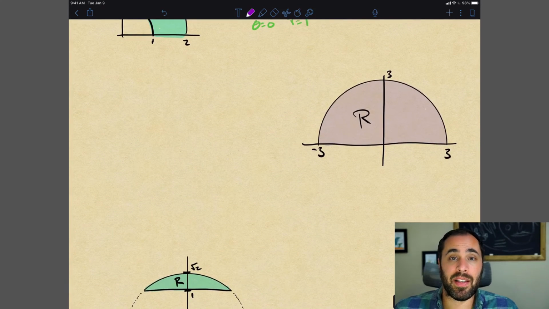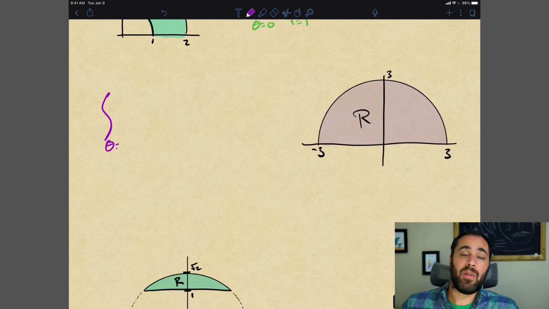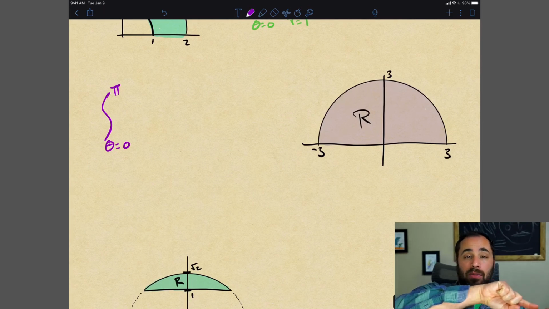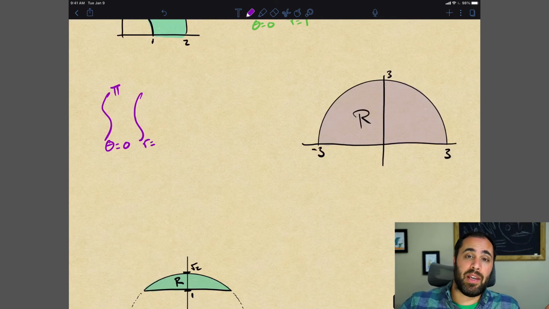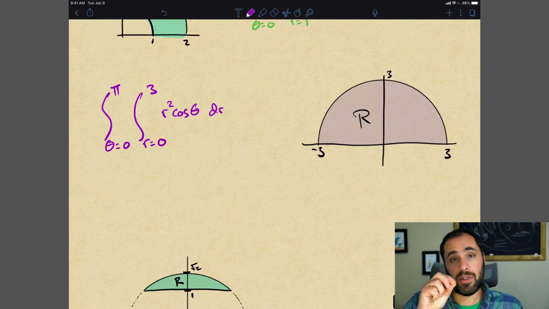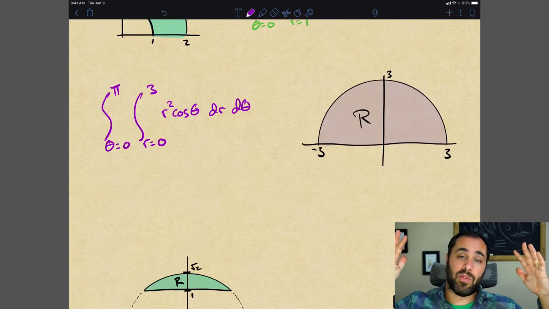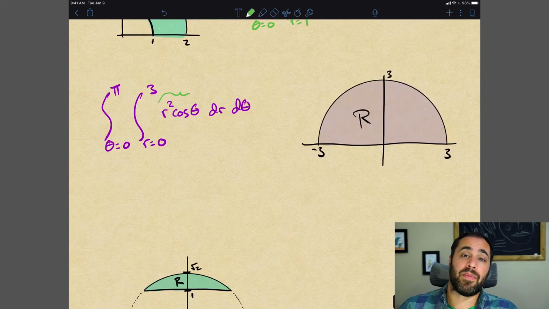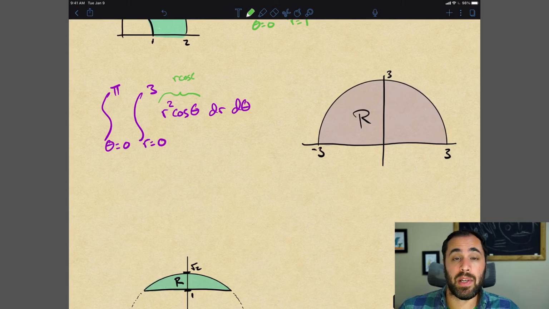The next one, this semicircle. Well, we need theta to go from 0 all the way to pi, so we get the top of the circle. And the r bounds here, well, there's no hole in the middle, so r should start at the origin and go all the way out to the perimeter of the circle. That is, we need to go the full radius of 3.